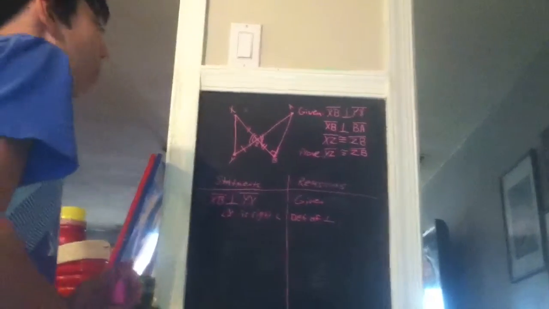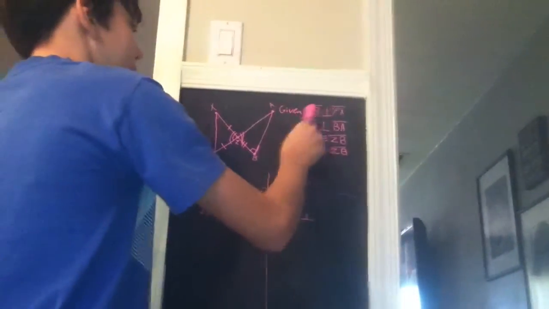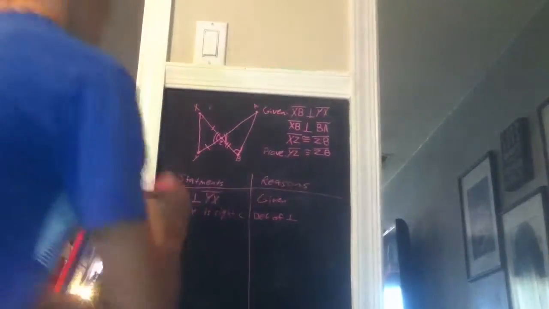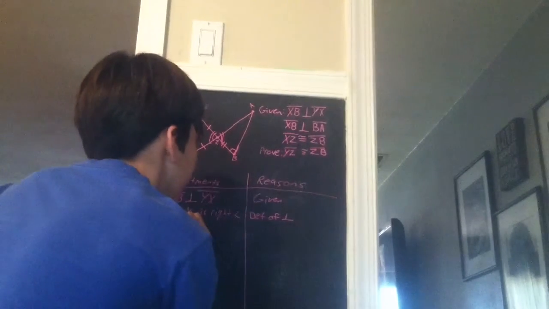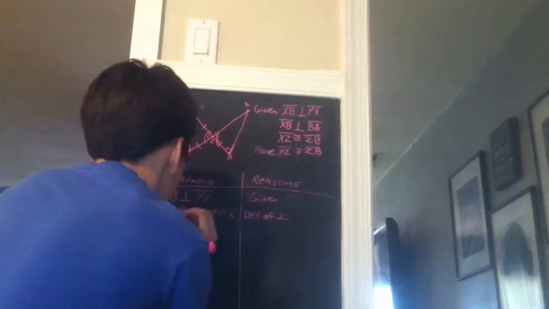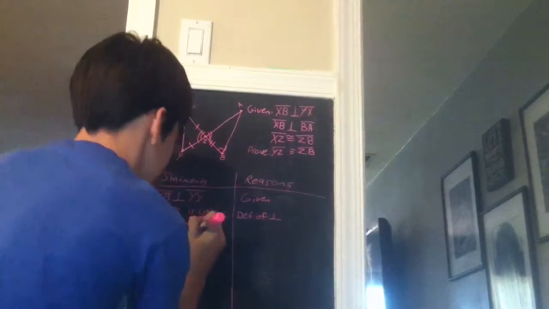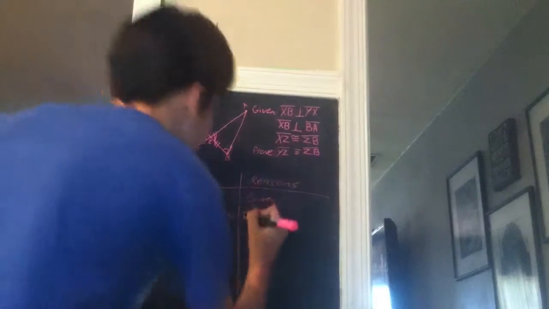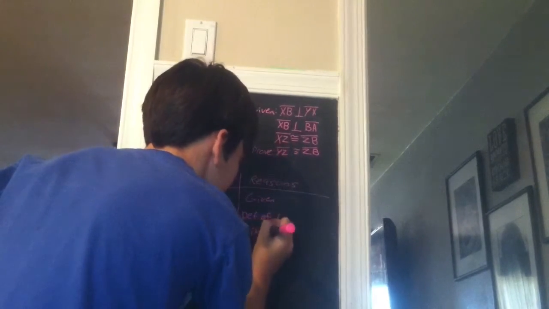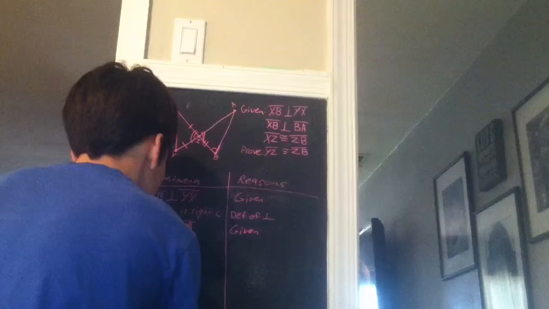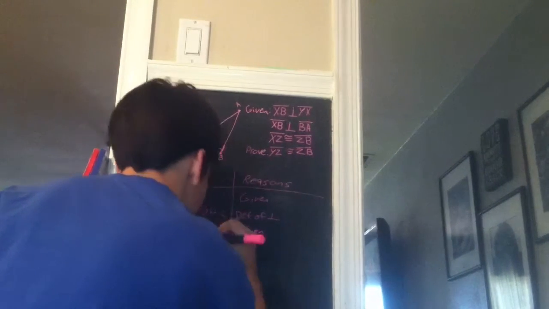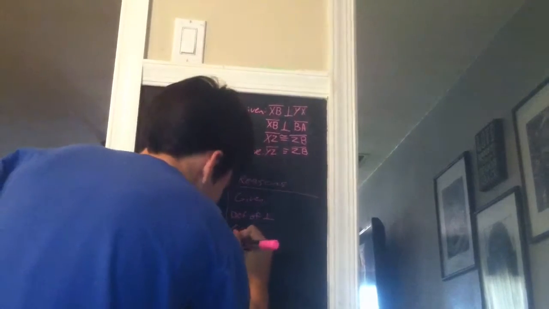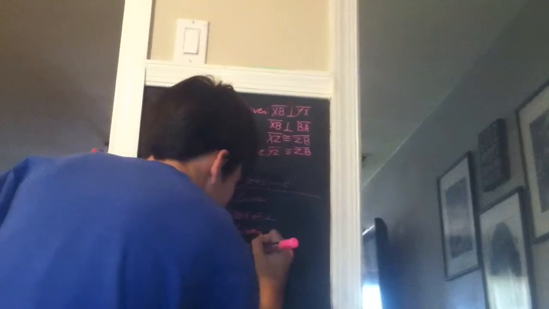Okay, as we stated before, just like this, line XB is perpendicular to BA. I'll just write that out here. Line XB is perpendicular to BA. That is a given, and we can conclude that angle B is a right angle, because that is the definition of perpendicular segments.